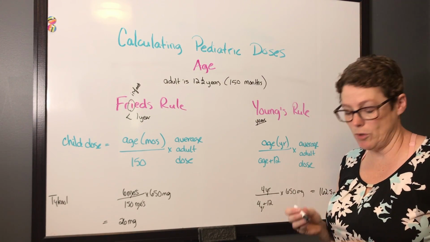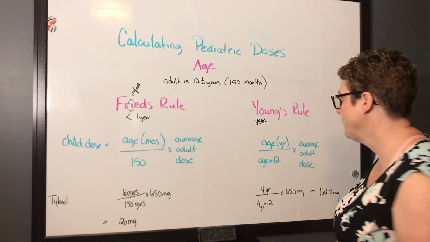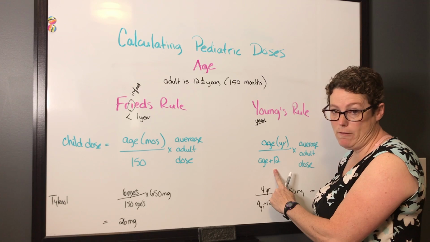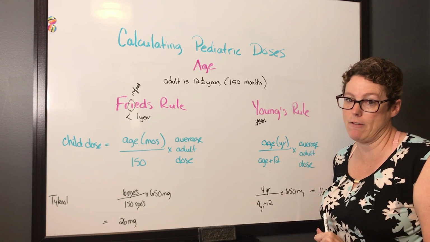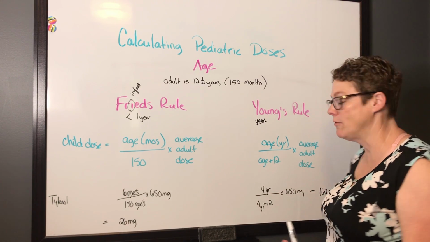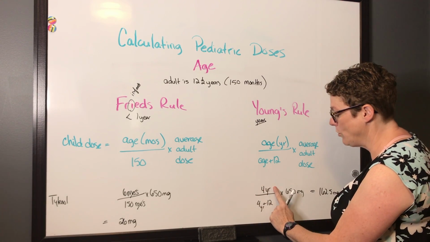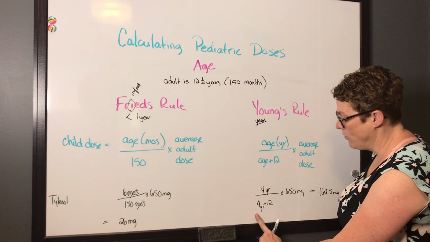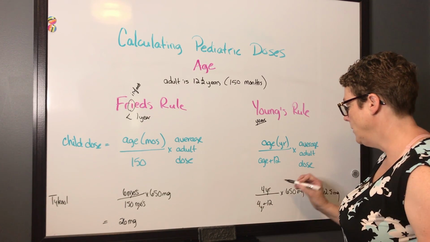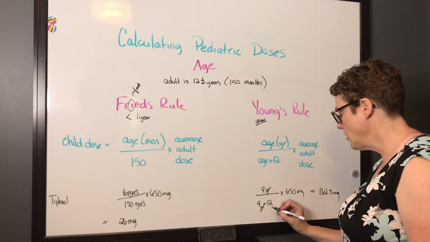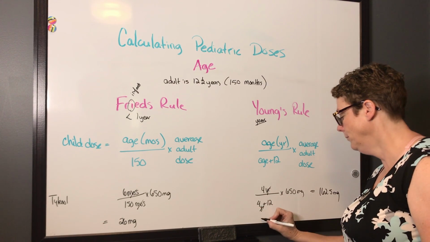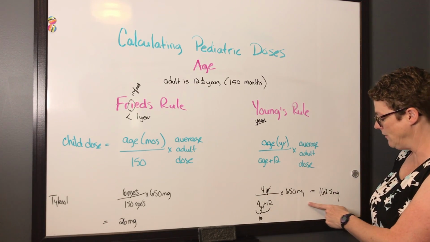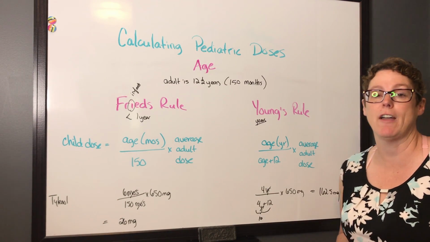So in Young's rule, we're going to use their age in years. We divide that by their current age plus 12, and then multiply that by the average dose of that medication for an adult. So if I've got a 4-year-old and I still want to give Tylenol, they're 4 years old, I divide that by 4 years plus 12. My years will cross out. So now I've got 4 divided by 16. Multiply by 650, and it gives me 162.5 milligrams.